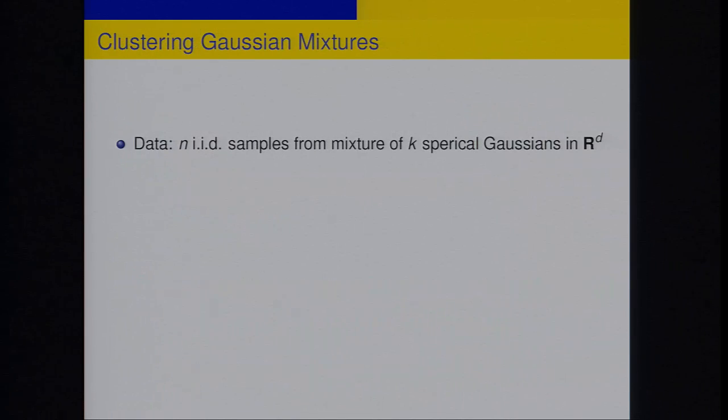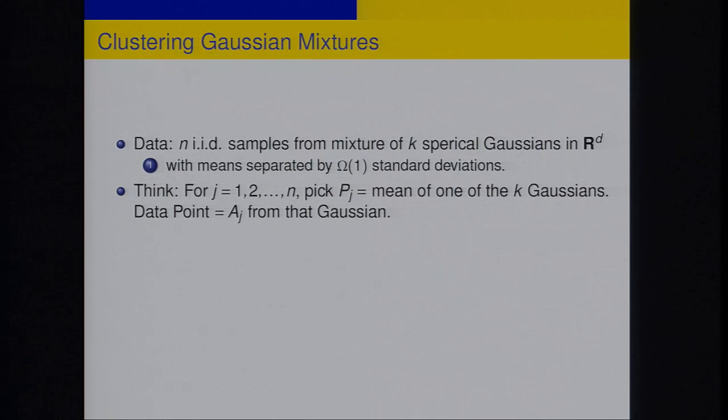Okay. So Gaussian mixture is another example. You have n i.i.d. samples from a mixture of K spherical Gaussians. I should have drawn pictures for all this, but I was lazy. With means separated by a constant number of standard deviations, let's say. So the way you can think of this is as a two-step process again. I come around, I want to pick a point, I pick one of the Gaussian components, namely I pick its center, let's say, and then I pick a data point, A_j, with that as center. So A_j, the expected value of A_j given P_j is P_j, but the variance is large again.